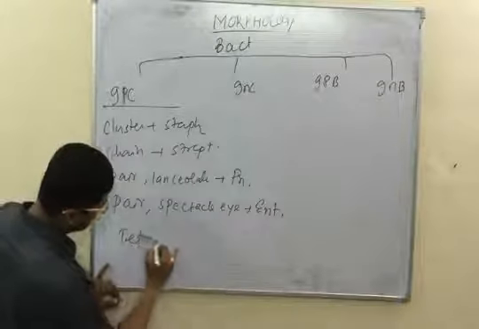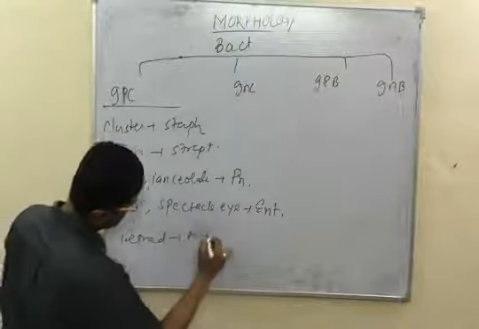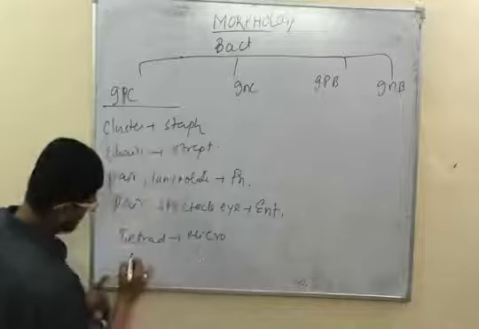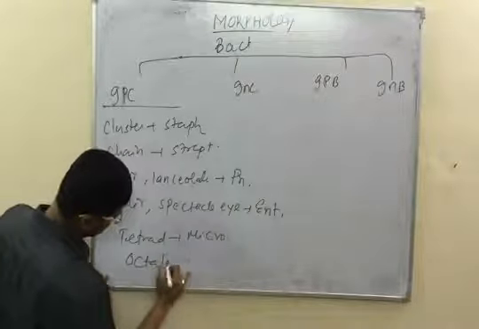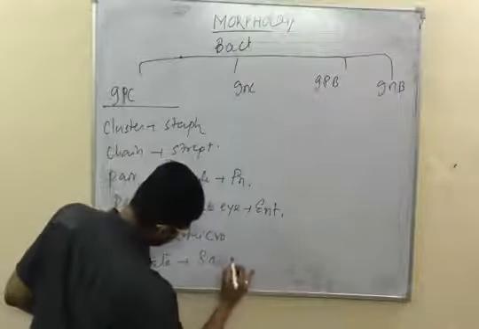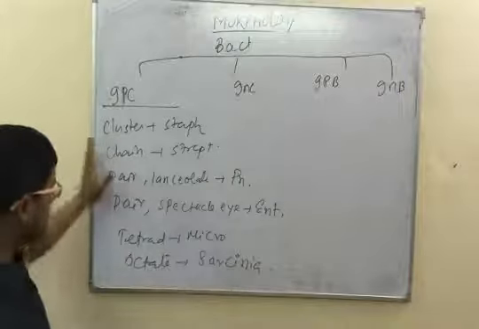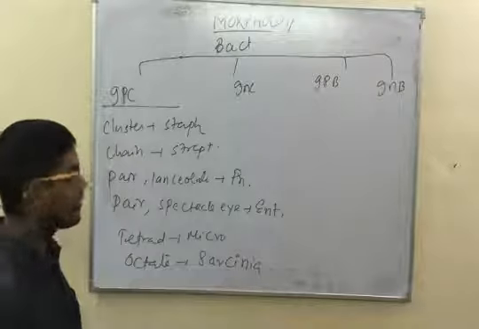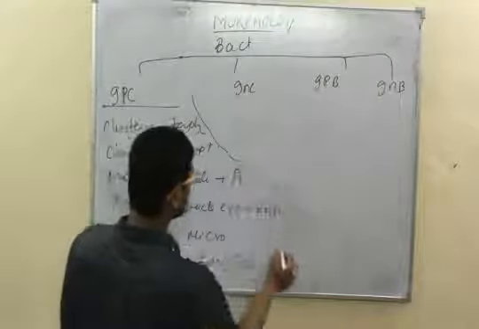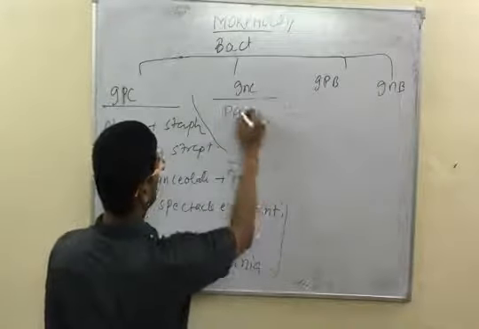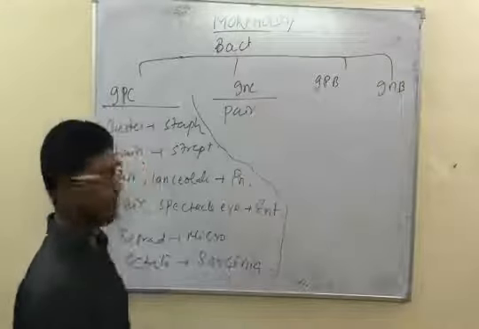Arranged in tetrad is Micrococcus. Arranged in octet is Sarcina. Okay, so these are the various arrangements of gram-positive cocci. Gram-negative cocci are usually arranged in pair. They are always arranged in pair.